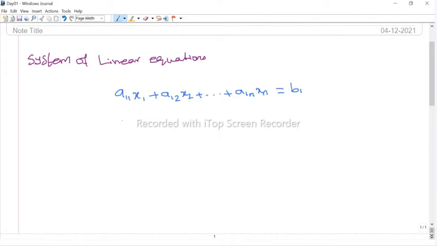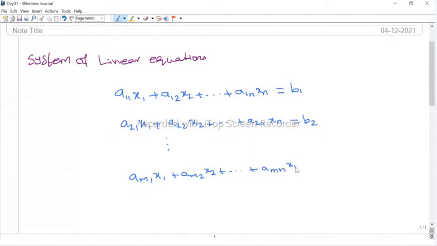Similarly, we have another equation: a21 x1 plus a22 x2 plus etc., plus a2n xn equal to some other number b2. So this is the second equation. Suppose we have m equations. The mth equation is am1 x1 plus am2 x2 and so on plus amn xn equal to bm. We call this set of equations a system of equations.